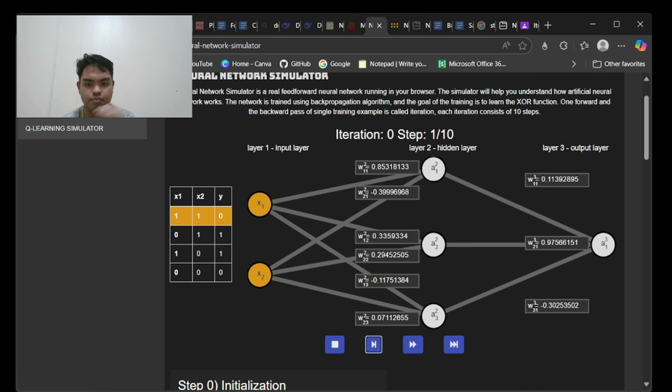In simple terms, step 1: we're feeding in x1 = 1 and x2 = 1, testing what happens when both exclusive OR inputs are 1. Step 2, hidden layers. This is where the magic happens. Each hidden neuron breaks down the inputs and processes them.